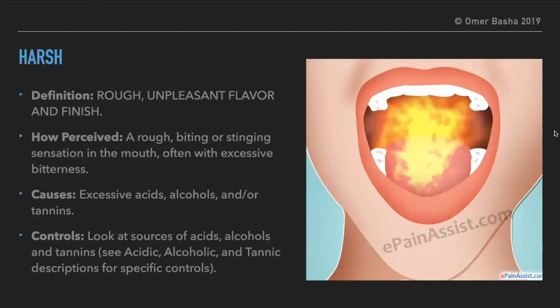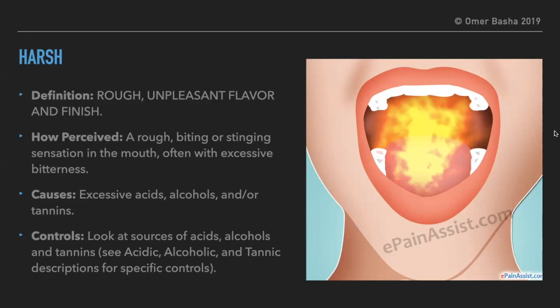And the next is actually a mouthfeel. So harsh is actually a mouthfeel. Okay, it's usually not a flavor. Harsh is defined as a rough, unpleasant flavor and finish on the palate. It's perceived as a rough, biting or stinging sensation in the mouth, often with excessive bitterness. The causes are excessive acids, alcohols, and or tannins. The controls are to look at the sources of acids, alcohols, and tannins in the mead, and see how you can reduce the harshness from these compounds.